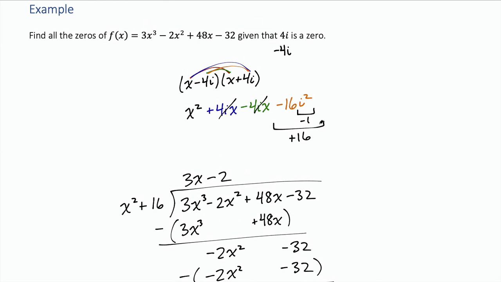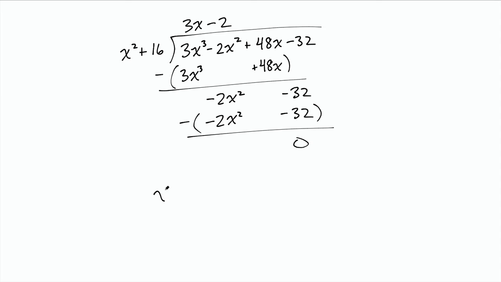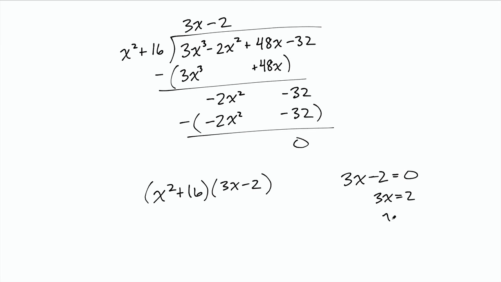This now tells us that our last factor is 3x minus 2. So we know that our polynomial factors as x squared plus 16 times 3x minus 2. So we set this equal to 0. If we set 3x minus 2 equal to 0, we get 3x equals 2, and then divide by 3, and we get x equals 2/3.